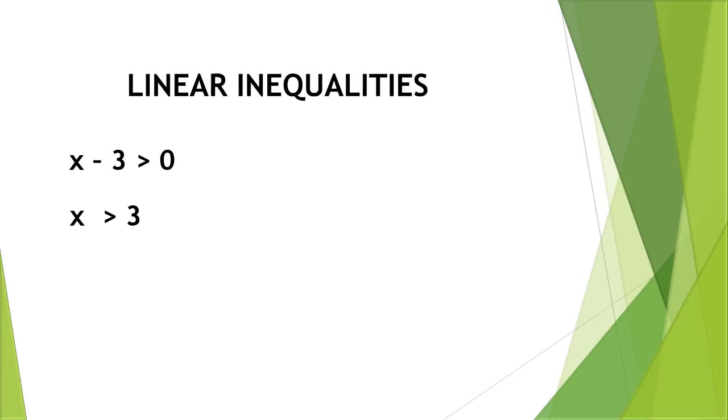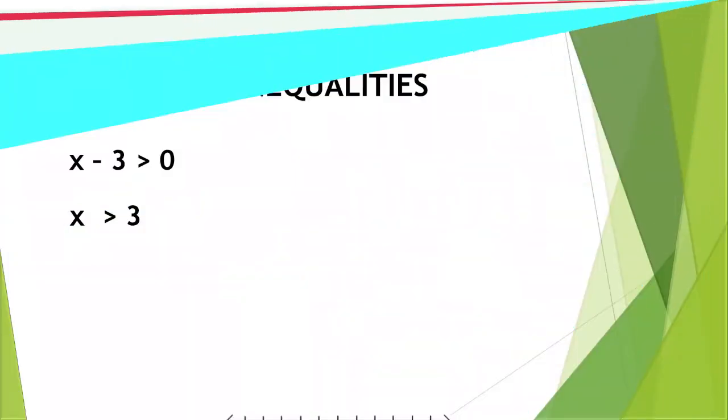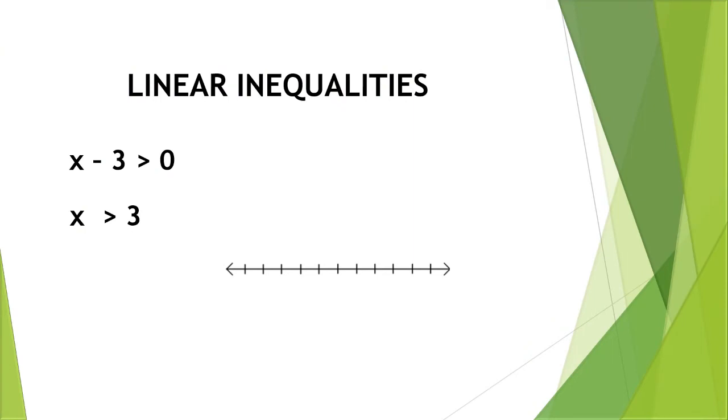To easily identify the solution of the inequality, we need to first draw a number line and locate x greater than 3 on it. Since the symbol of inequality is greater than, we're going to represent x greater than 3 on the number line using an open circle, meaning that 3 is not included in the solution. So let us now draw a number line.